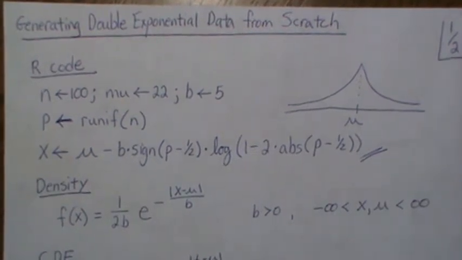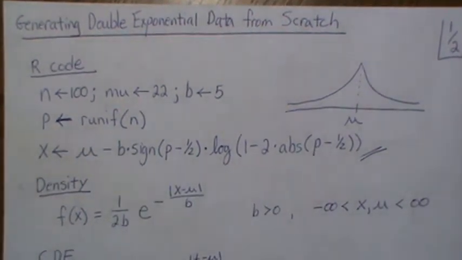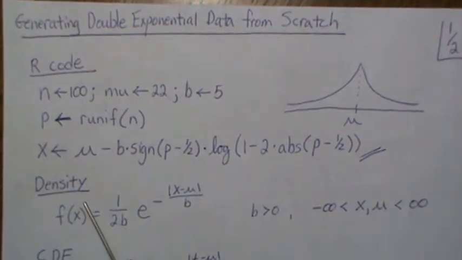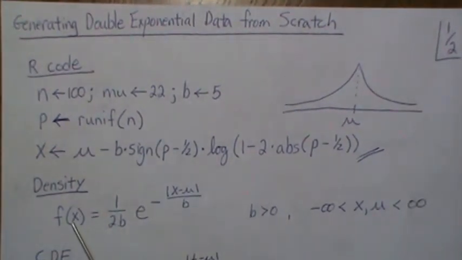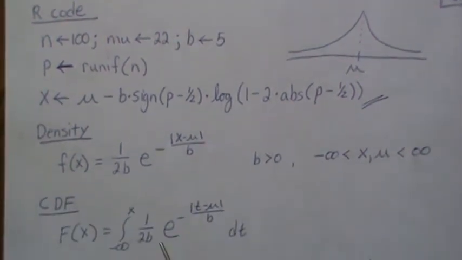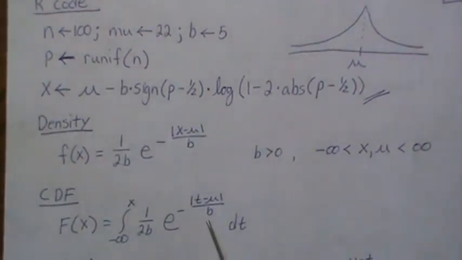Okay, so now we're going to derive the theory behind why this works. So the density is f of x is equal to this function here. B is positive, x and mu are real numbers. So the CDF by definition is this. We're integrating from negative infinity to some number x. And then this is our density.